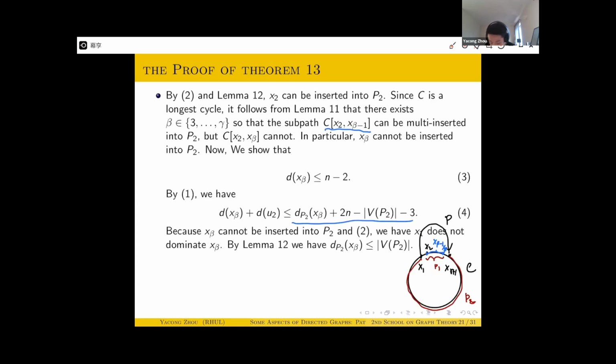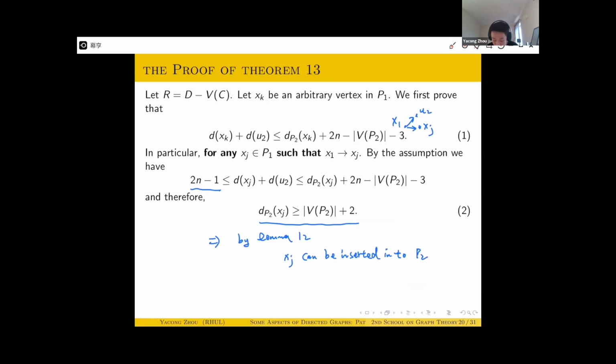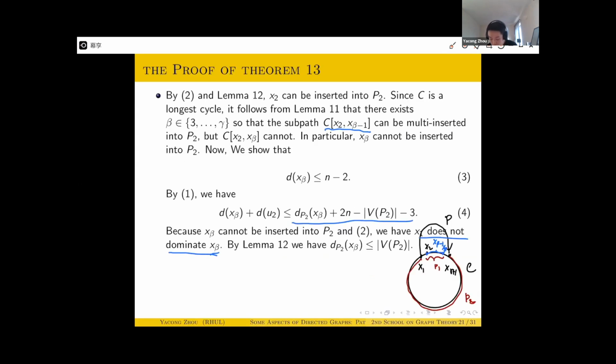And we clearly have that x1 does not dominate x beta, because if it did, then x beta could be inserted into P2, as we have discussed here. So x1 does not dominate x beta. Therefore, by lemma 12, the degree of x beta in P2 should be at most the order of P2. So what we have here is that the degree of x beta plus the degree of U2 should be at most 2n minus 3.